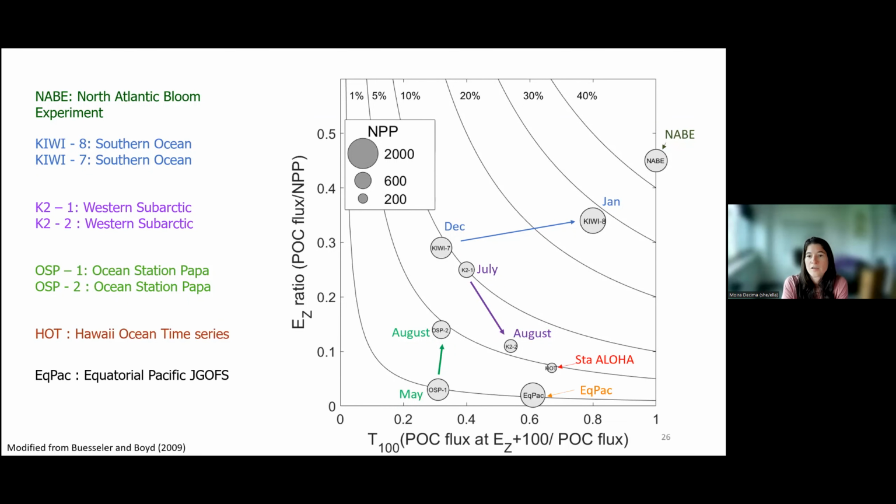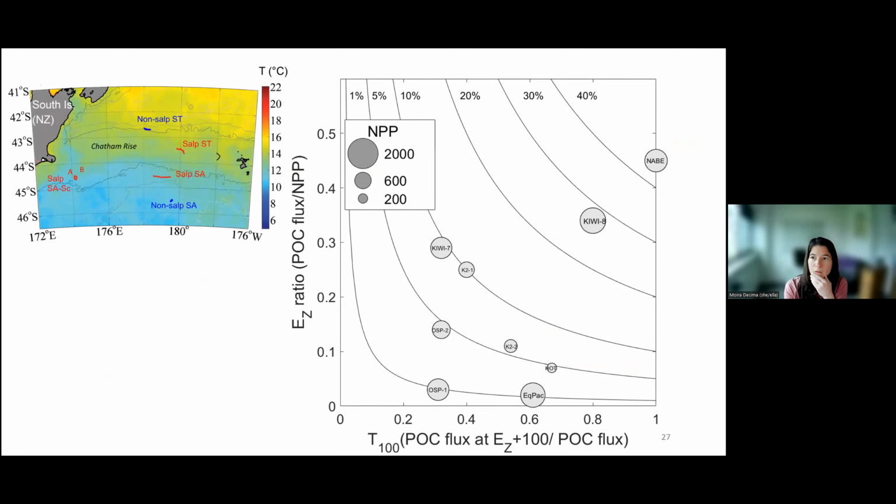These two locations, Station Aloha and ECPAC, you can see are areas of generally low export flux in the middle of the Pacific Ocean. And I put them there for reference as I show you now the values for our study. Okay, so for our study, this is where our non-Salp locations lie, close to Station Aloha and ECPAC and the subarctic Pacific.